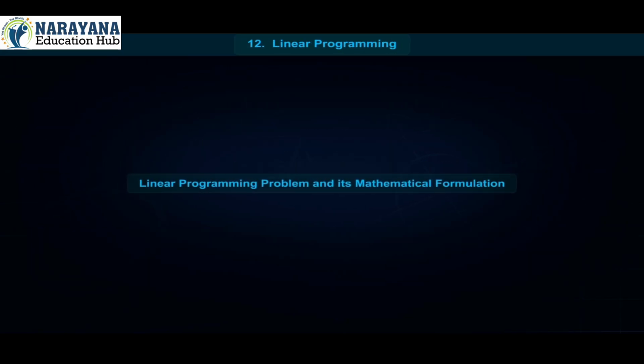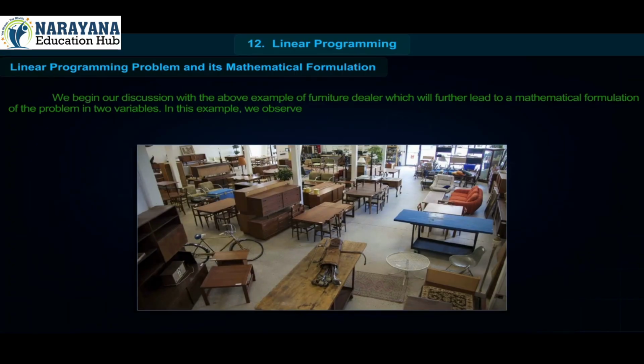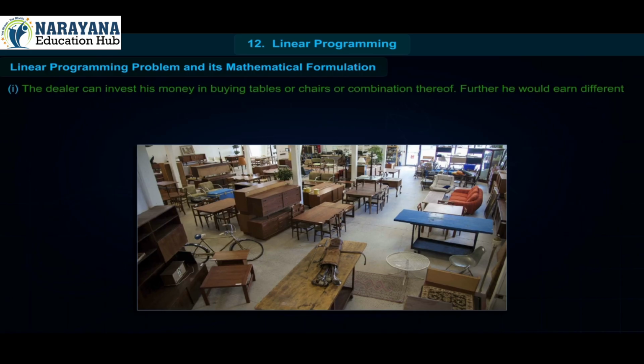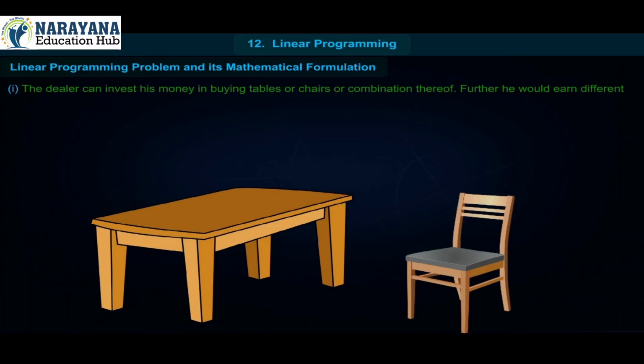Linear programming problem and its mathematical formulation. We begin our discussion with the above example of the furniture dealer, which will further lead to a mathematical formulation of the problem in two variables. In this example, we observe: Number 1, the dealer can invest his money in buying tables or chairs or a combination thereof. Further, he would earn different profits by following different investment strategies.